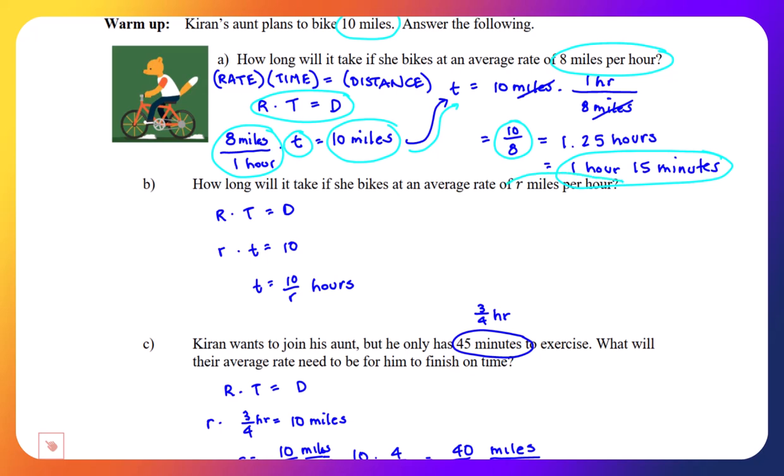If we have an unknown rate, we still plug that in. They ask for how long, so we're solving for time. So again, we divide both sides by r to get the t by itself, and we get t over r. And don't forget the units, we're talking about hours, because the rate was in miles per hour.